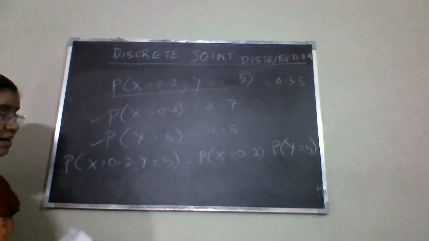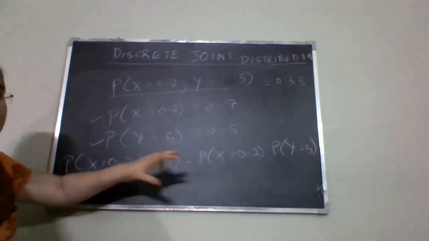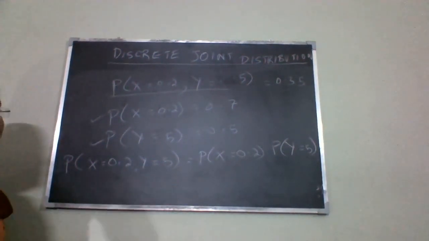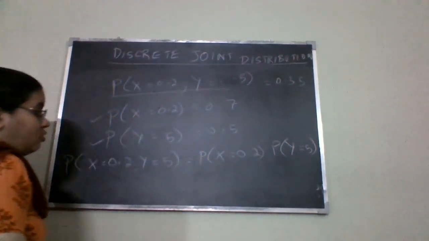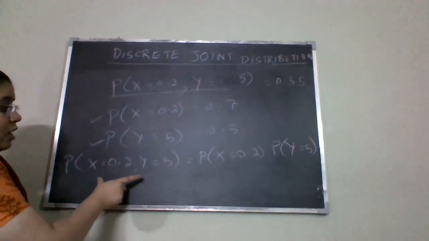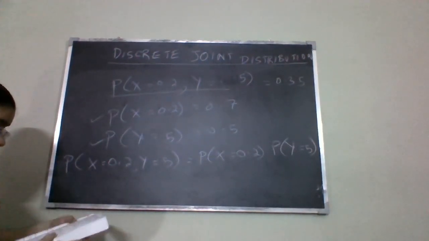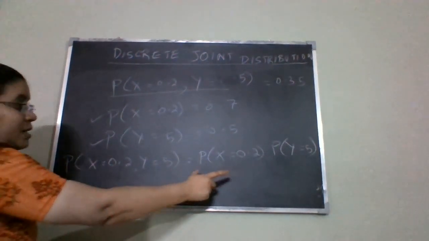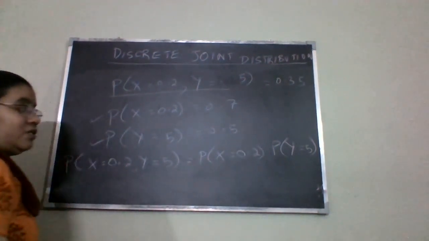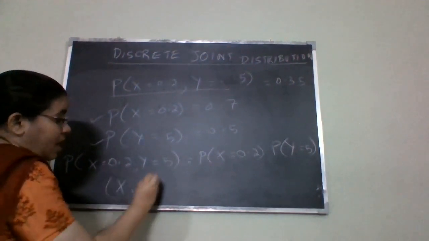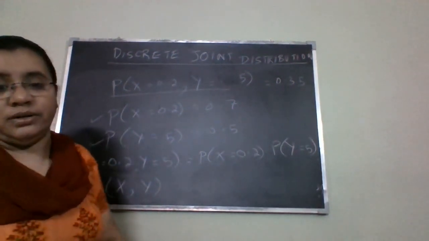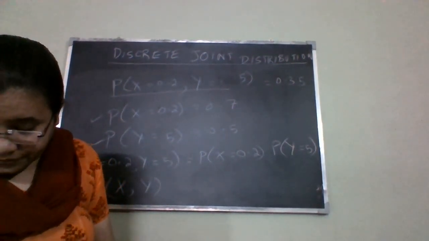The same thing is applicable for all the probabilities in this table. This is the joint probability and these are the individual marginal probabilities. Whenever you take any other entry, you will see the same thing happening: it is the product of the individual marginal probabilities. For this reason we can conclude that X and Y are independent random variables. So this is the conclusion.